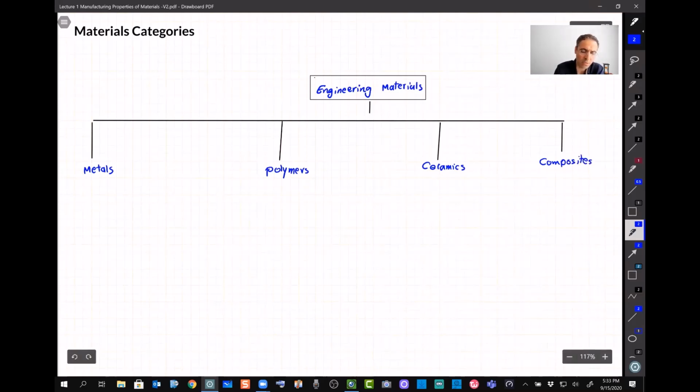So, plural, composites. All right. So basically four categories. Again, metals, polymers, ceramics, and then composite.